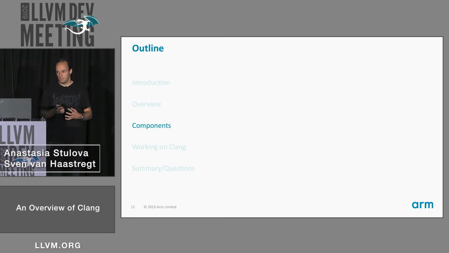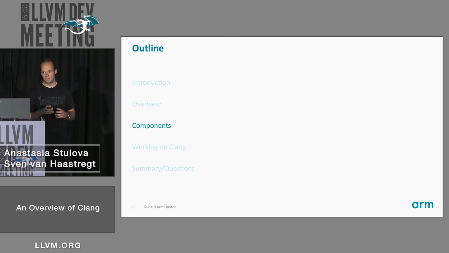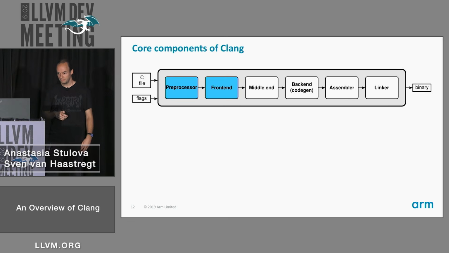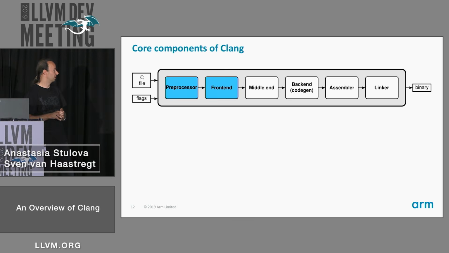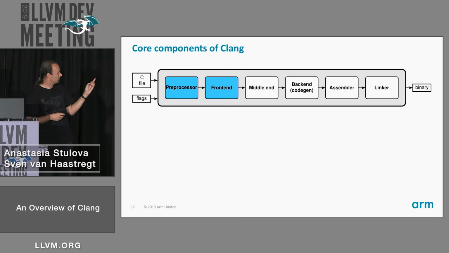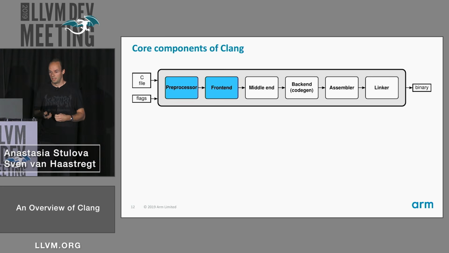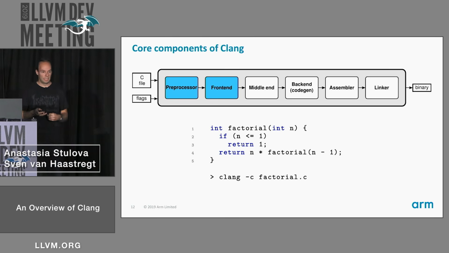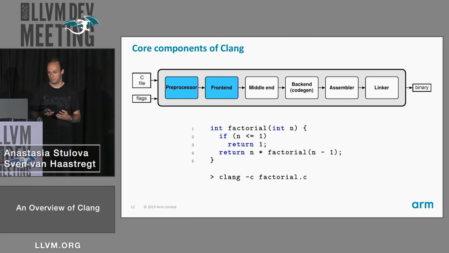So that was a little overview. Now let's dive a little bit deeper into the front end. We've got our compilation pipeline again here, and I've highlighted the two blocks on the left, the preprocessor and the front end, because that's what the Clang front end is really doing. After the front end, it's really done. We're going to describe these two blocks by taking this simple example through: a simple factorial function. It contains a recursive call. Nothing too special about that.